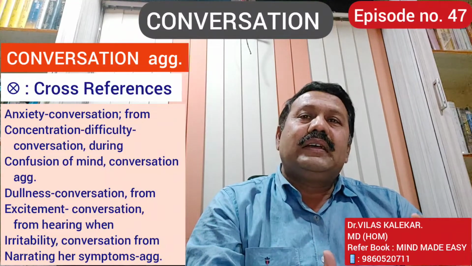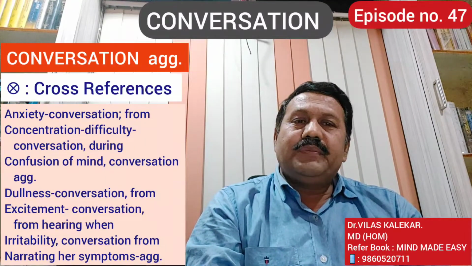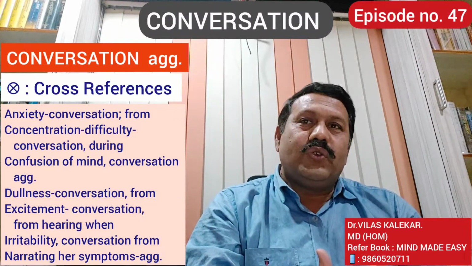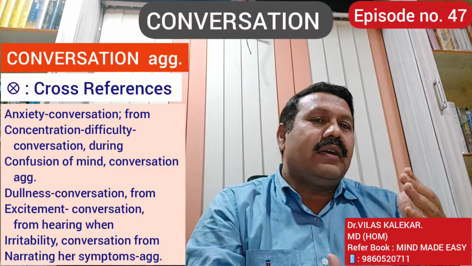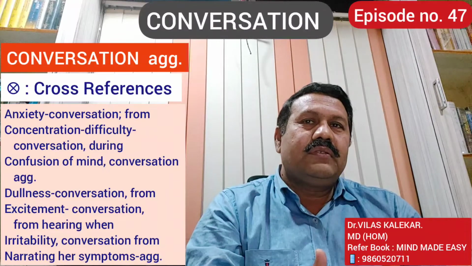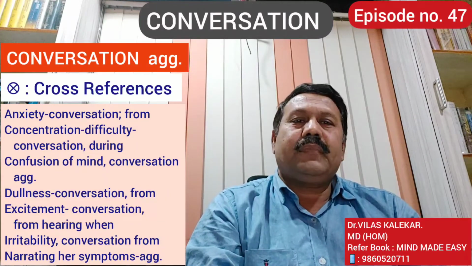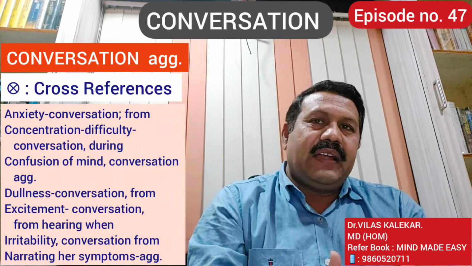The next cross reference is dullness conversation from. Dullness means it is a mental condition when a person is dull and sluggish, slowness in thinking, comprehending, and response. Or it is a slow mental process like thinking, analyzing, imagination, comprehension, or slow and weak performance in perceiving and reflecting. This is dullness. The next cross reference excitement conversation from hearing when.